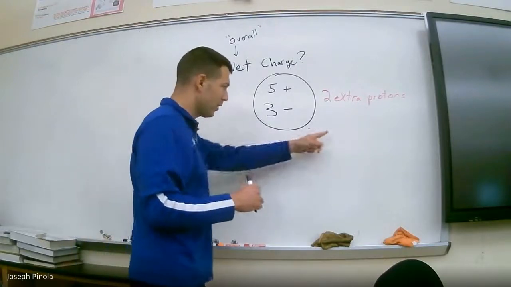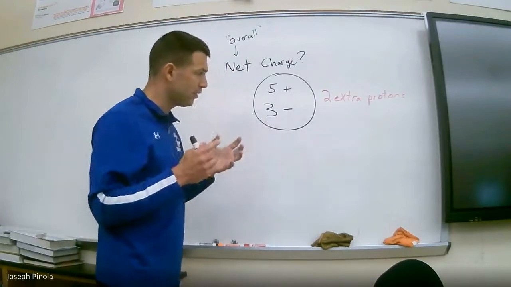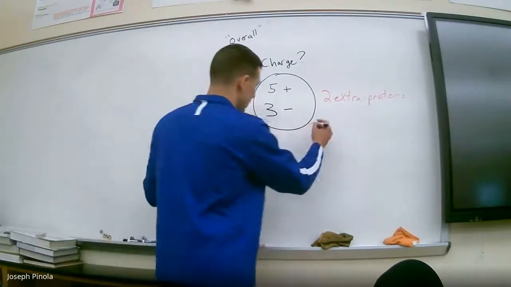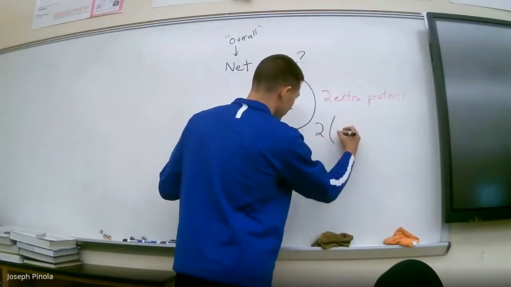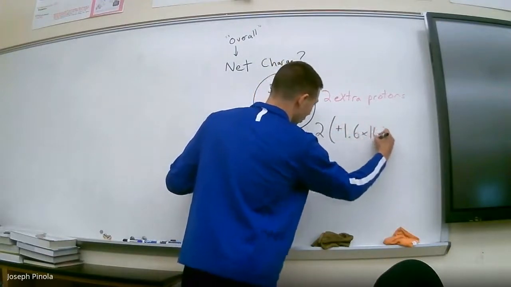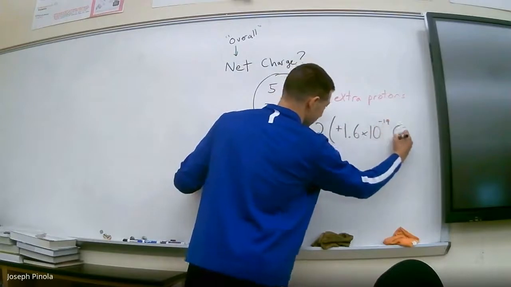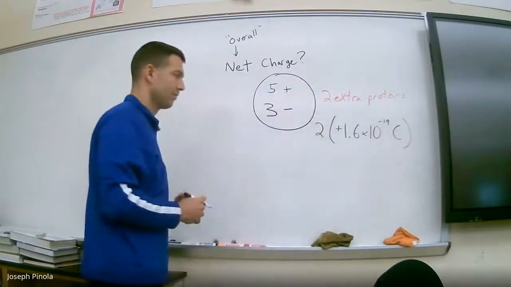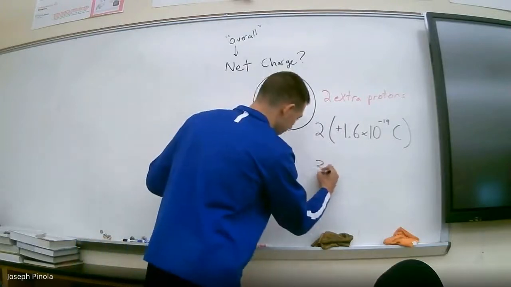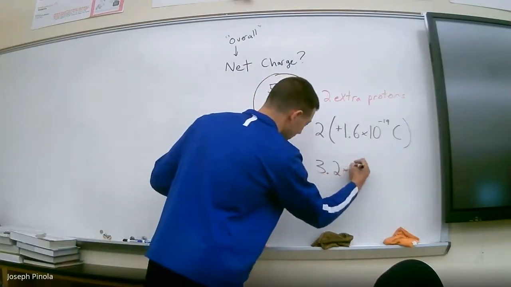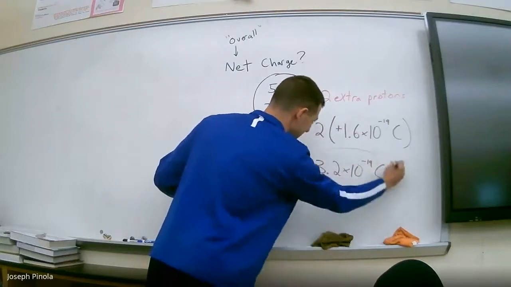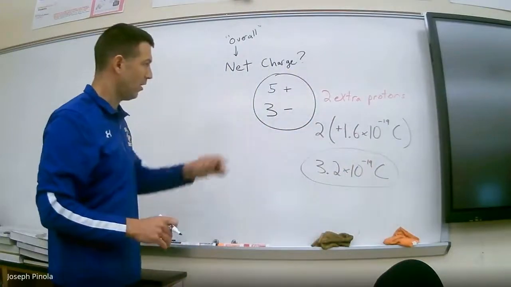So what are the charges? What is the total charge on 2 protons? Well, all we need to do is do 2 multiplied by the charge on a single proton, 1.6 times 10 to the negative 19th coulombs. If I do that math out, I will find 3.2 times 10 to the negative 19th coulombs is the net charge on this atom.